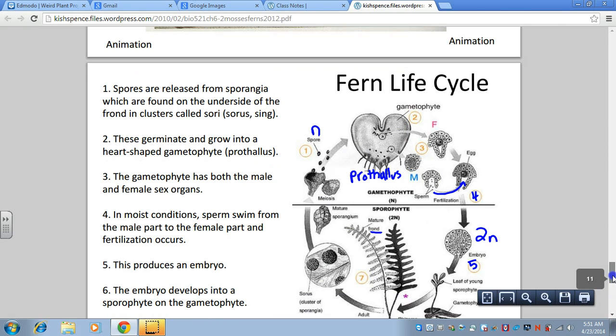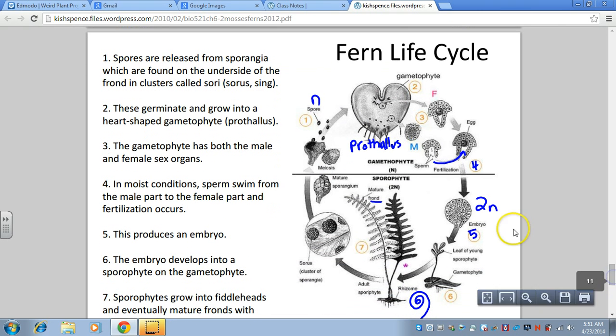If we look at the graphic that you have, it's showing the same thing. Okay, so here's the sporophyte down here. On the underside of the fronds, you'll find the sorus, or sori, plural. They're clusters of sporangia, and inside of them, meiosis will happen to make haploid spores. The spores will fall on the ground and germinate into a gametophyte called a prothallus. And on the underside of that are the male and female parts. So this one has the egg in it. It would be the archegonium. This one has the sperm, so it would be the antheridium.